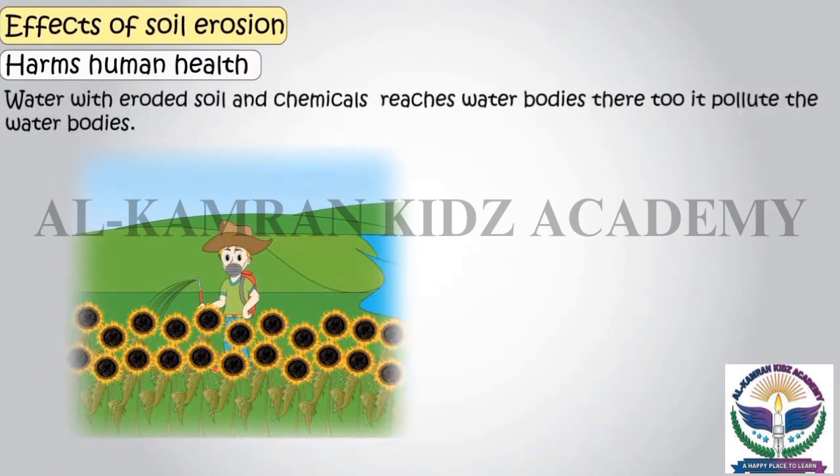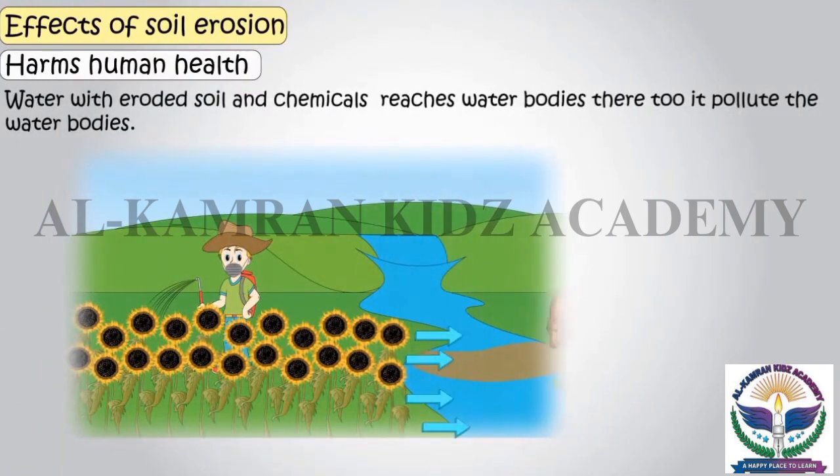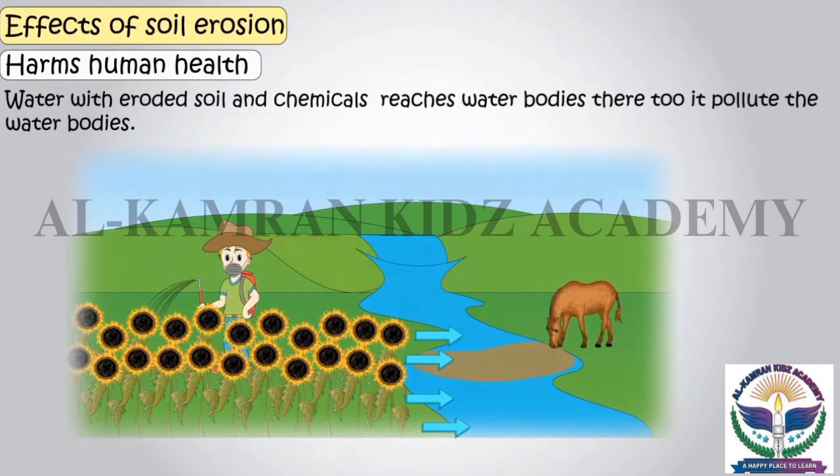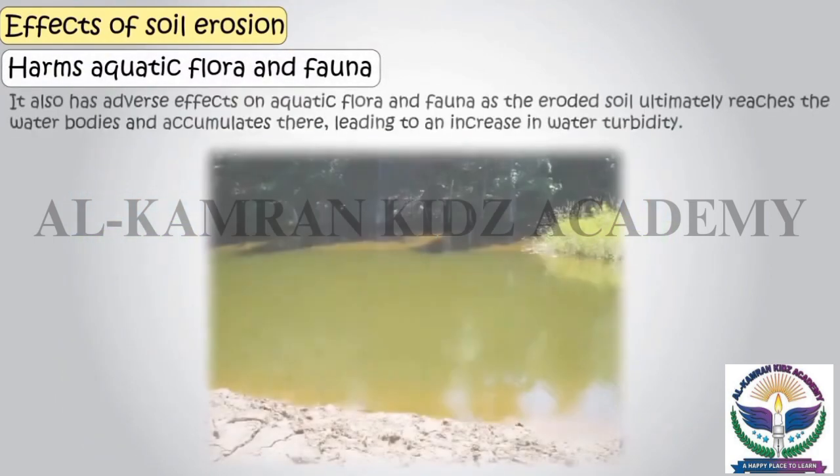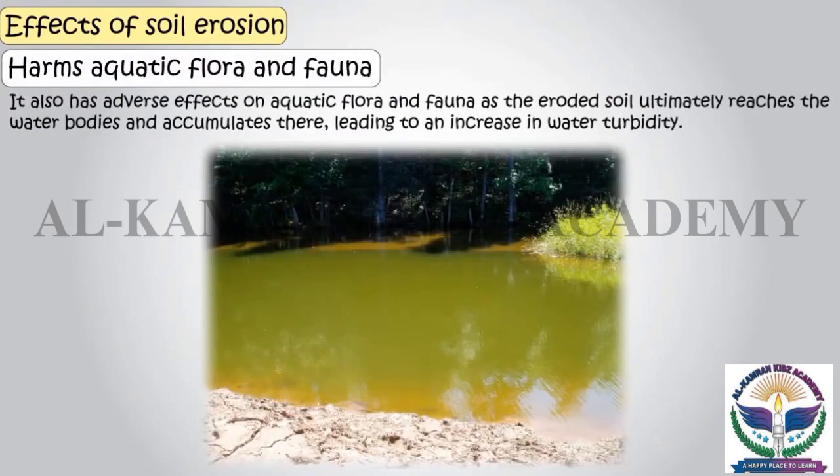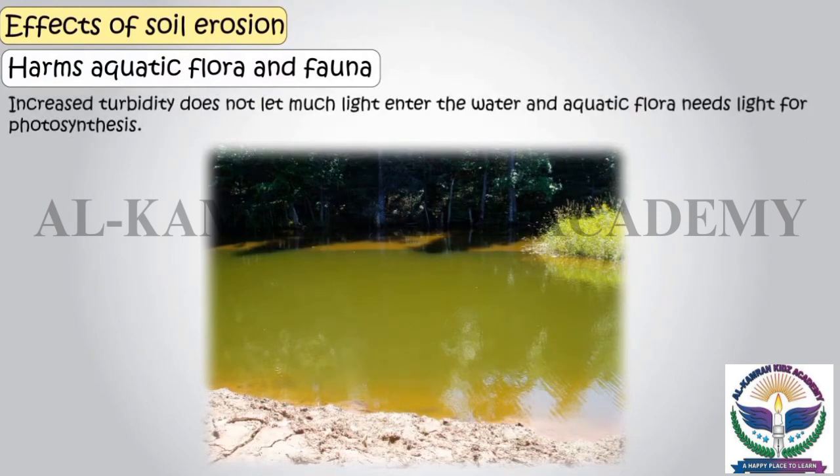Water with eroded soil and chemicals reaches water bodies, and there too it pollutes them. It also has adverse effects on aquatic flora and fauna. The eroded soil ultimately reaches the water bodies and accumulates there, leading to an increase in water turbidity. And increased turbidity does not let much light enter the water, and aquatic flora needs light for photosynthesis.